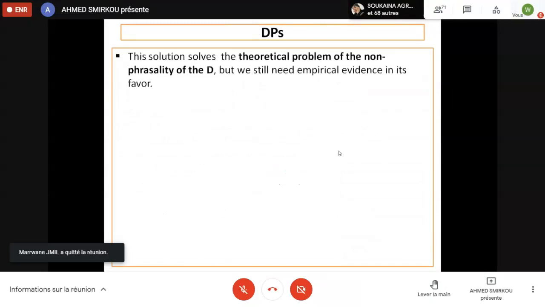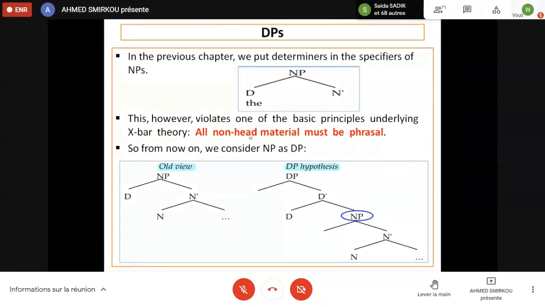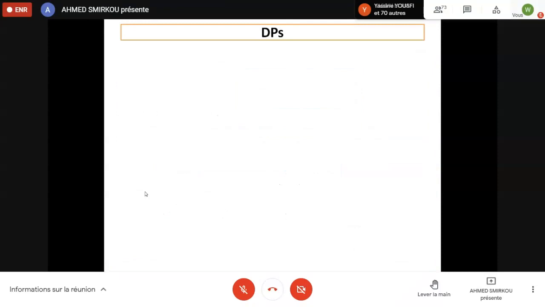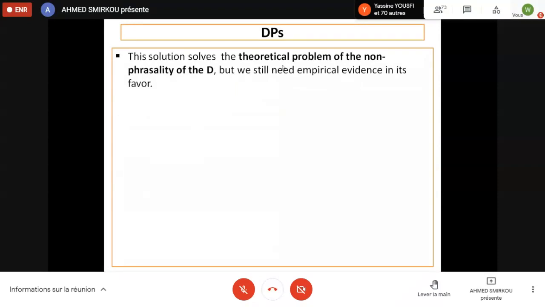yes, this solution, as I said, solves the theoretical problem of the non-phrasality of the determiner. Non-phrasality, which means that, look at the old view, we have determiner and we have N bar, we have two lexical categories. So when we adopt DP rather than NP, we solve the problem of the non-phrasality of the determiner. The determiner is not phrasal, it is lexical. So we solve this problem. Okay? So it solves the theoretical problem of the non-phrasality of the determiner, but we still need empirical evidence in its favor. So at least for the time being, the DP hypothesis solves the theoretical problem of the non-phrasality of the determiner.